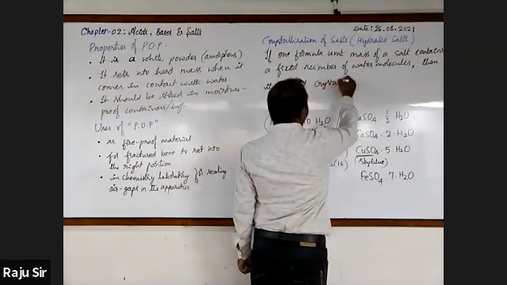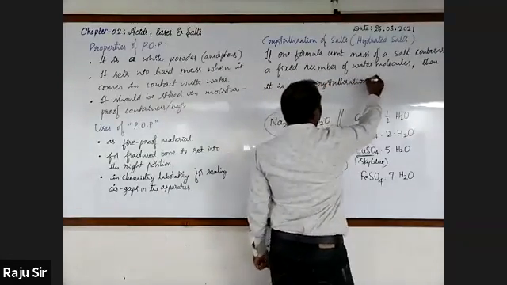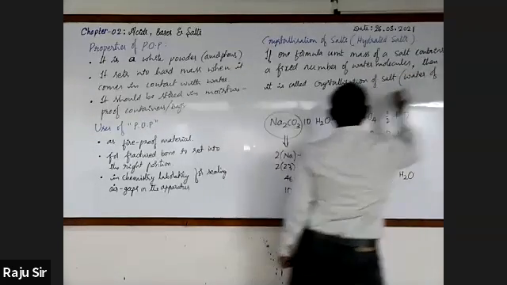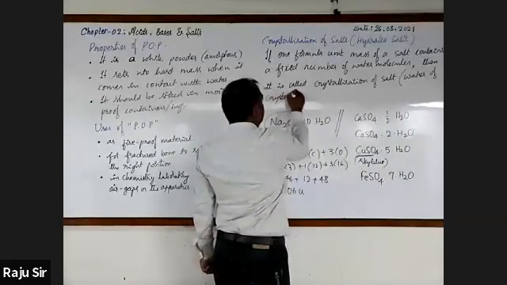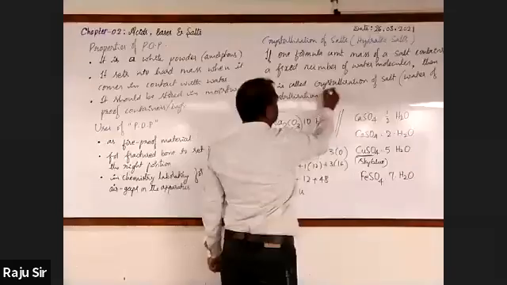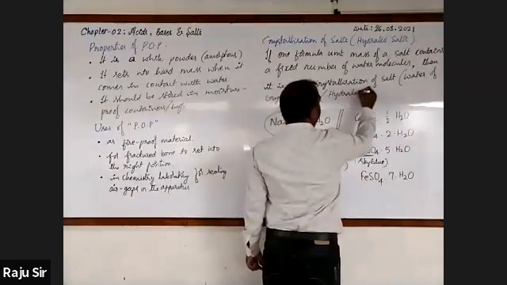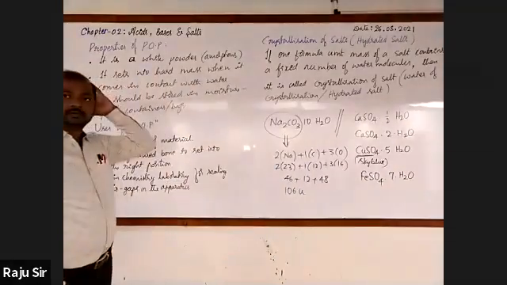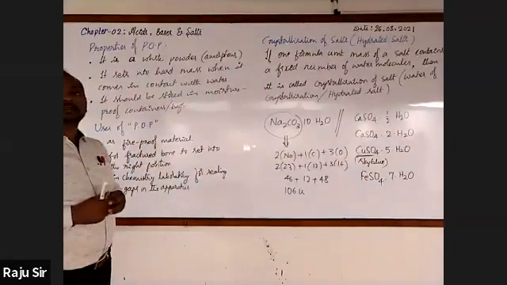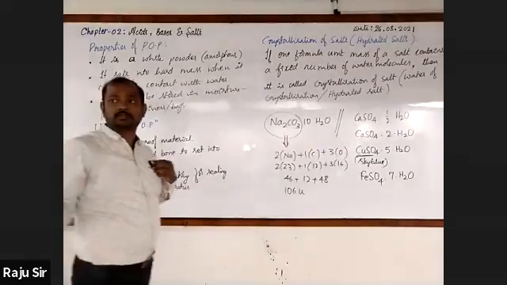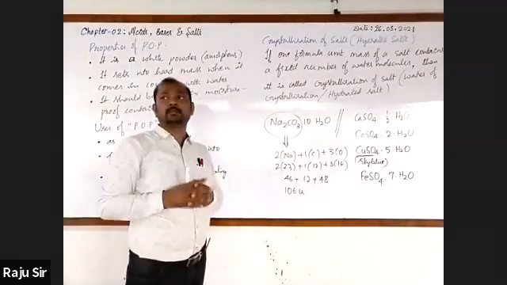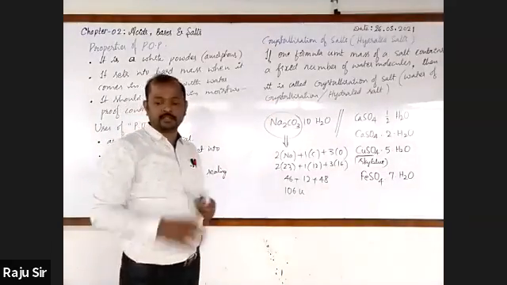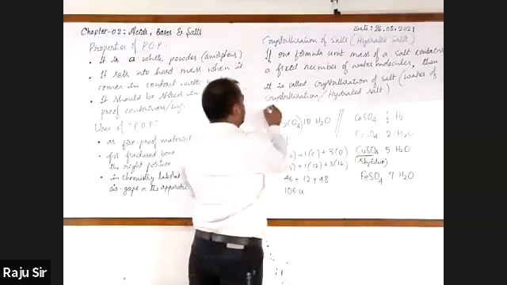Now write all the possibilities. Crystallization of salt, in bracket, water of crystallization, also called hydrated salt. You can also write the definition like this: if a fixed number of water molecules is present in one formula unit mass of a salt, then it is called water of crystallization or hydrated salt. Then write the examples.